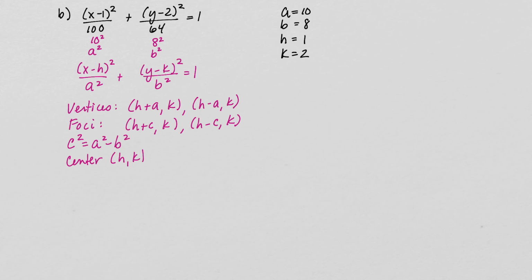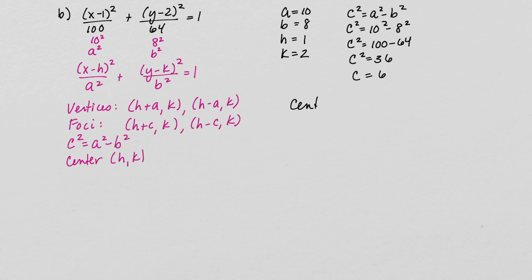Plugging in, we can find c squared first. c squared is a squared minus b squared, so it's 10 squared minus 8 squared, which is 100 minus 64. So c squared is equal to 36, so c is 6, the square root of 36, and we're taking the positive case. So our center is at (h, k), so (1, 2).